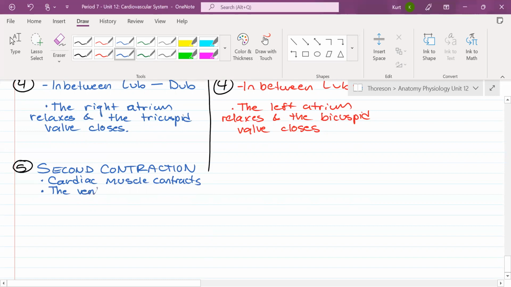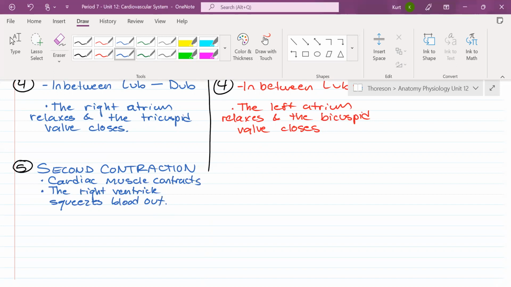The ventricles, the right ventricle, I'm trying to keep it separated. The right ventricle squeezes blood out. In order for this to happen, the tricuspid is closed, but what valve must be opened to let blood out of your right ventricle?